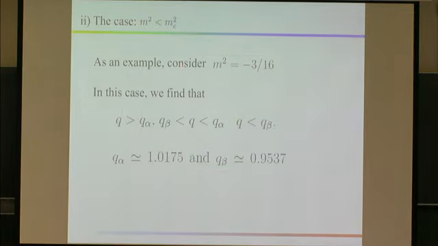Now, a very interesting case is m squared less than this one. As an example, we consider the value m squared equal to -3/16. In this case, we find the charge of the vector is divided into 3 regions. One is larger than Q alpha, another is less than Q beta, and another region is between them. Of course, Q alpha and Q beta depend on the value of the mass of the vectors. In this case, we found Q alpha equal to this one, Q beta equal to this one.